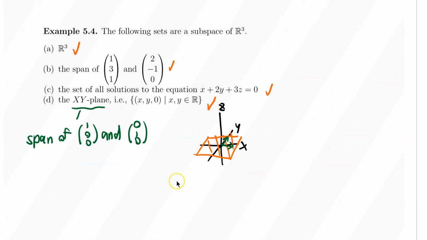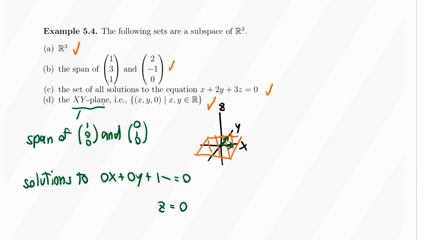Or alternatively, I can also view this xy plane as a set of solutions to a homogeneous equation as well, and the equation is just going to be z equal to 0, or I can write this as 0x plus 0y plus 1z equal to 0, or just z equal to 0. Notice that if I want to write the solution to this equation, then my x can be anything, my y can be anything, but my z is forced to be 0.